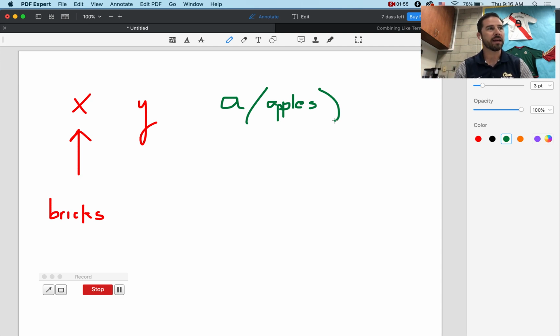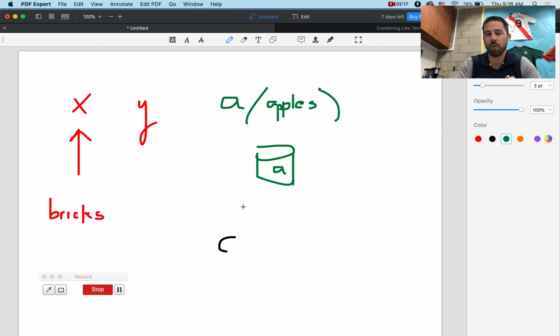Some people who are sloppy and lazy may take some of the other toys and throw them in that bucket. But for me, if I have a bucket of apples, I'm not going to throw oranges in that bucket. I'm not going to throw carrots, if we have the variable C, in that bucket. That bucket's only designated for apples.